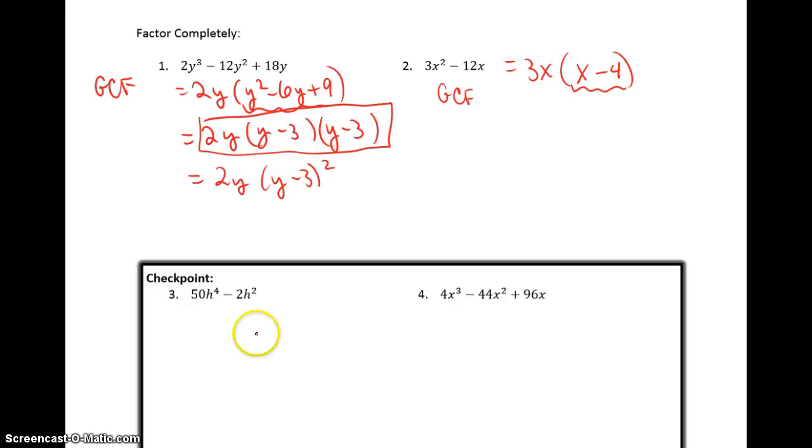I would like for you to try 3 and 4 in the checkpoint, and we'll go over those tomorrow.